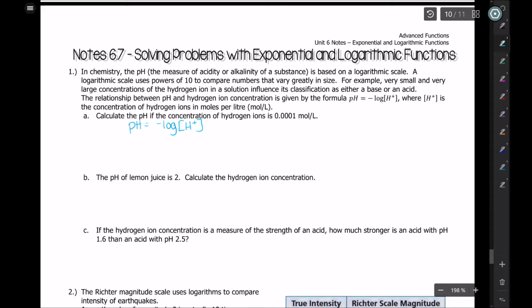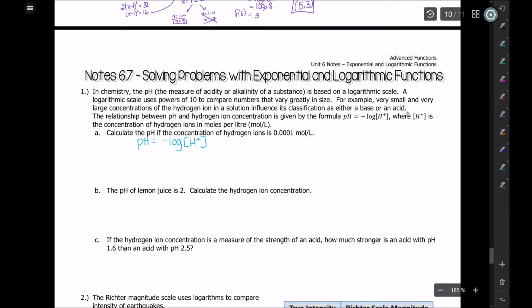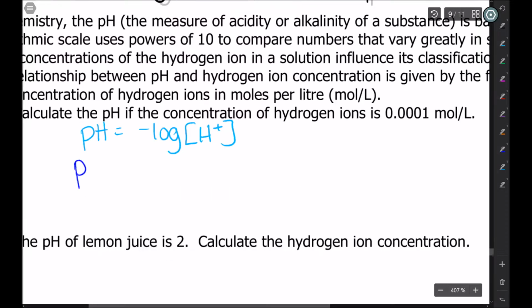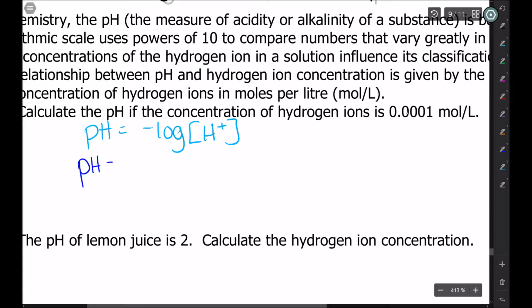of H plus right here. So if the concentration of hydrogen ions is 0.0001, I'm going to replace that with H plus here. So here I'm going to try to find my pH. It's going to be negative log of 0.0001. Okay, and don't forget, if there is no base written here, it's implied that the base is 10.